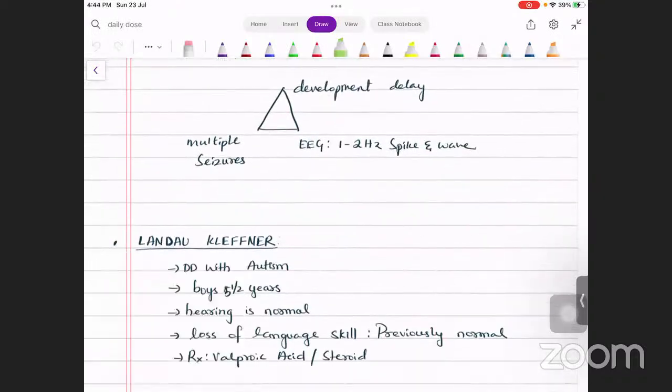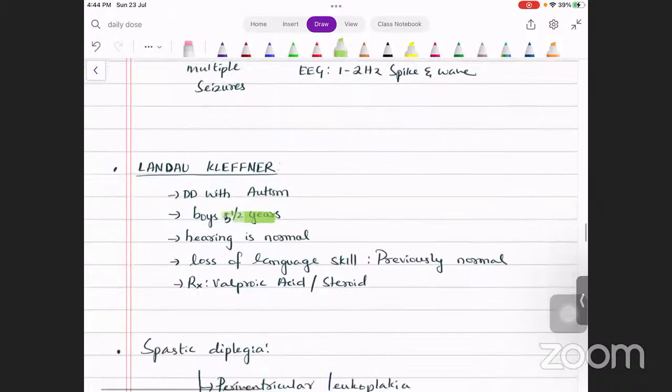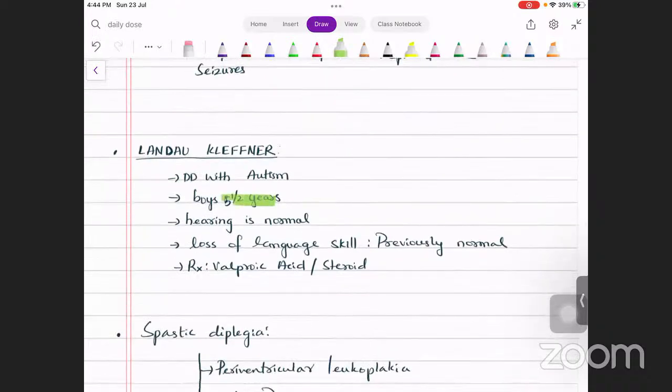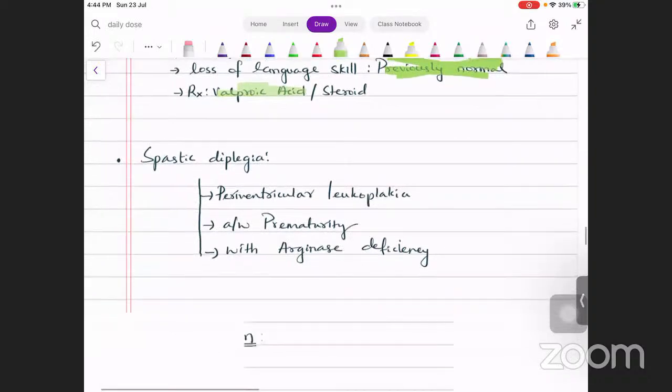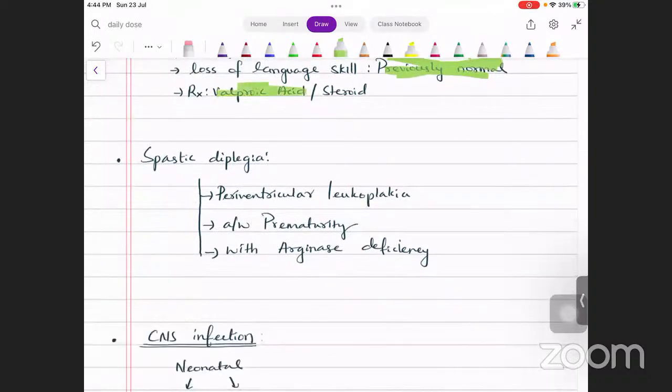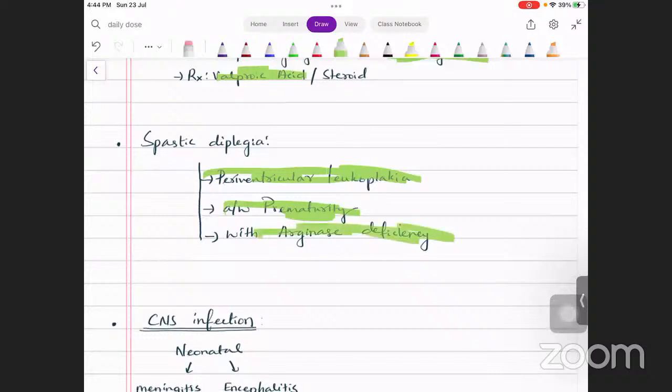You may also see developmental delay. Apart from that, Landau-Kleffner syndrome is associated with autism, seen in boys of more than 5.5 years, where hearing is normal but loss of language skill will be there, and the treatment of choice is valproic acid. Apart from that, spastic diplegia, where you may see periventricular leukomalacia associated with prematurity and with arginase deficiency.